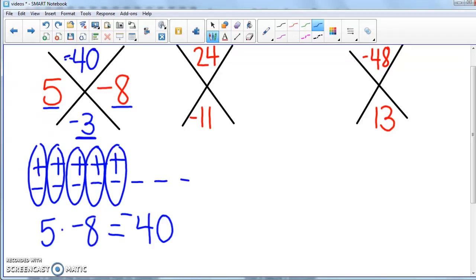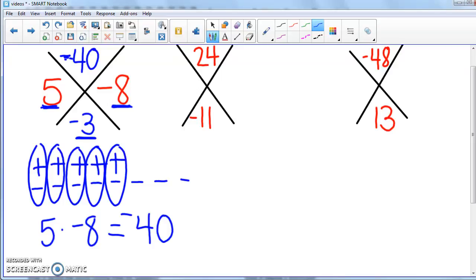So again, one last review. The two side numbers will be added together and the sum is placed in the bottom of the diamond. The two side numbers are multiplied and the product is placed in the top of the diamond.